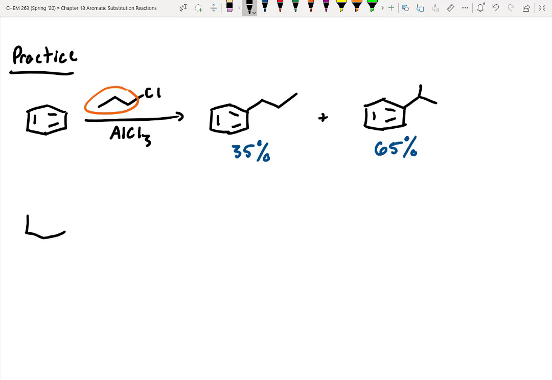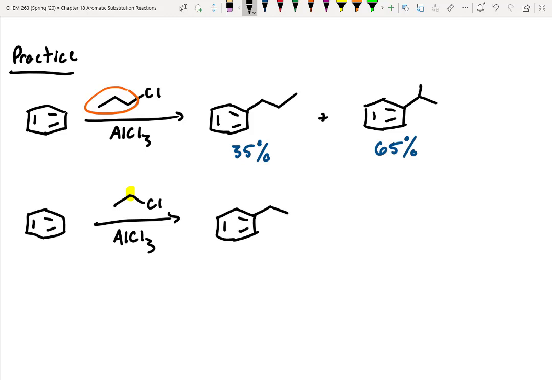So let's take a look at another example. In this next example, I'm going to use chloroethane and aluminum trichloride, just like before. And some students will say, whoa, that's a primary carbon. Won't this rearrange too? Well, not exactly, right? If that chlorine were to fall off, you get a primary carbocation. Yeah, that's unstable, but it can't rearrange into anything better. So in this example, you'll still get this product because there's no chance that rearrangement will occur.